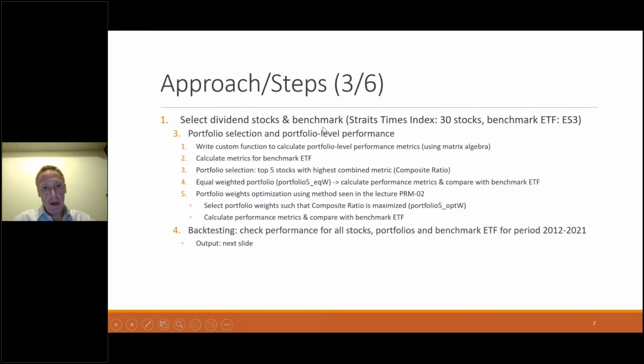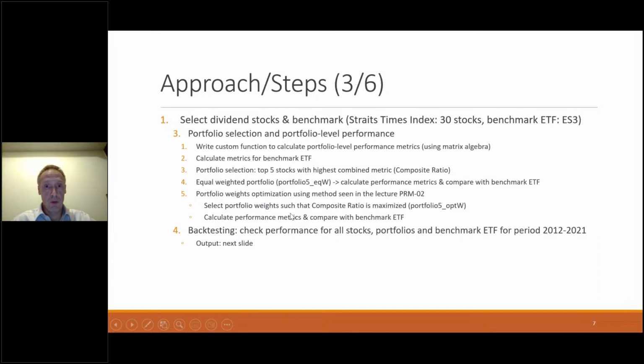Then once I've calculated the different metrics for, I think it was 30 stocks in the portfolio or in the index, I needed to do the same calculation for the benchmark ETF, and then comes the more interesting part, portfolio selection. So I chose 5 stocks with the highest combined metric, this composite ratio. I created 2 portfolios, one equally weighted portfolio, which is here called portfolio 5 underscore equal weight, EQW. And then I used a portfolio weight optimization method, as seen in the lecture, to calculate the optimal portfolio weights for those 5 stocks. And that portfolio was called underscore OPTW.